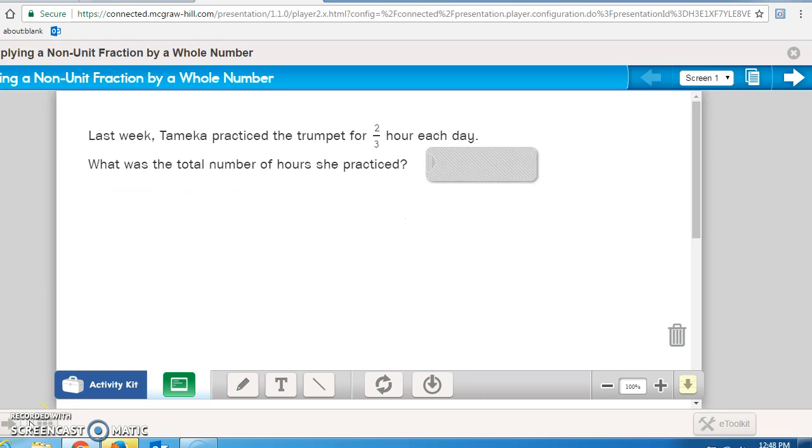Last week, Tamika practiced the trumpet for 2/3 hour each day. What was the total number of hours she practiced? Well, one way to do this is to ask yourself, how can I get an answer? Well, we could add 2/3 7 times. 2/3 plus 2/3 plus 2/3 plus 2/3. And as you can see, I'm saying it much faster than I'm able to write it.